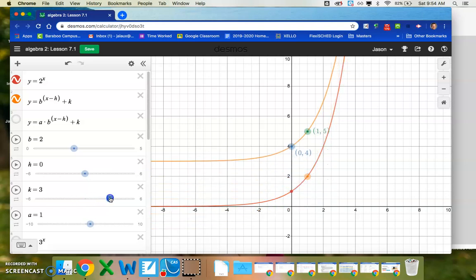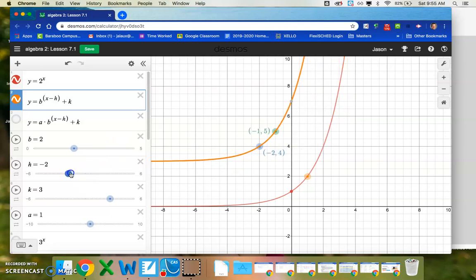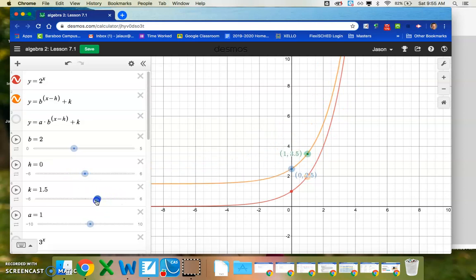So as k increases, the graph is just picking up. So notice 0, 1 became 0, 4, 1, 2 became 1, 5. So my x inputs did not change, my y values have changed, which makes us note that our asymptote for the parent function was the x-axis, but our asymptote for this one is going to be, this graph gets closer and closer to the value of 3. So my k value has created my horizontal asymptote. So a little review here. H going left and right. K is going up and down.